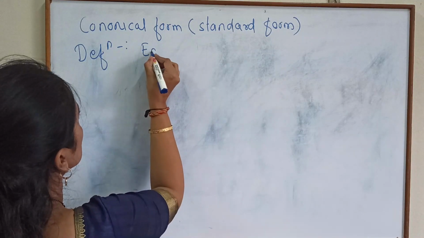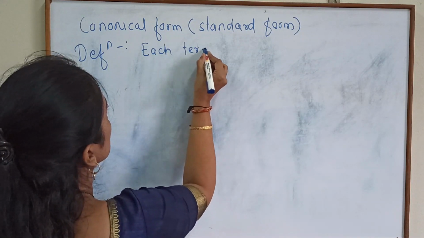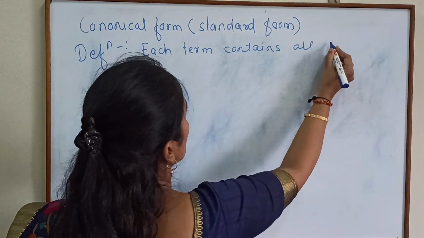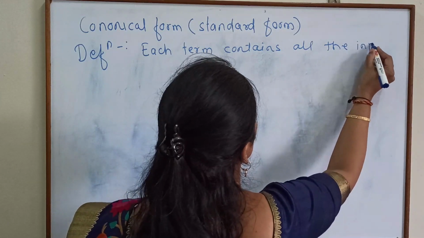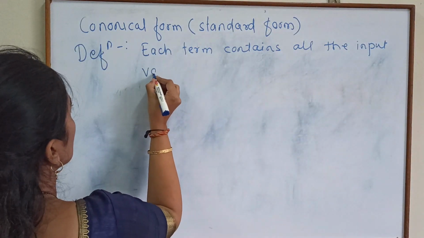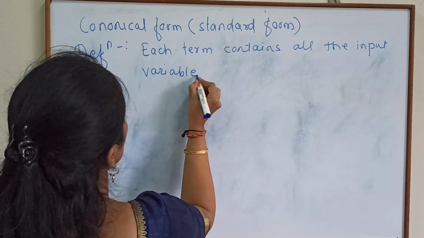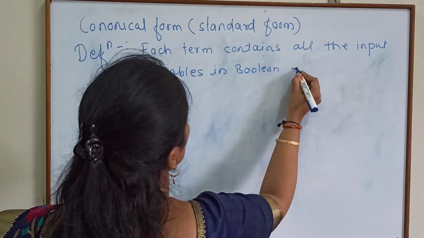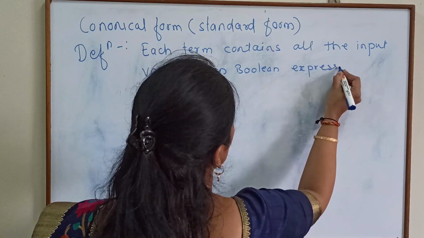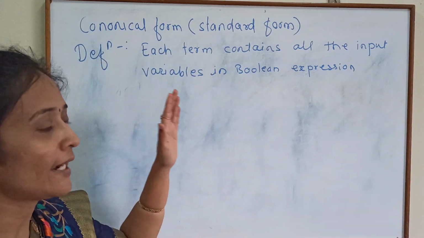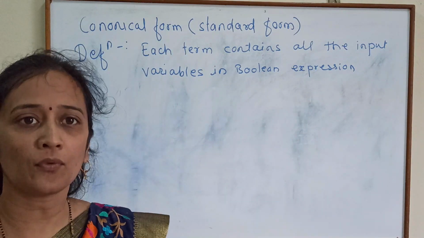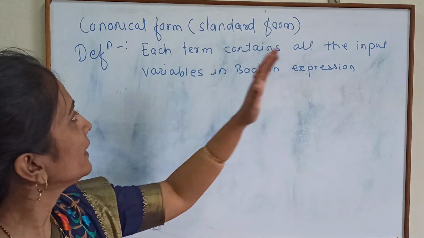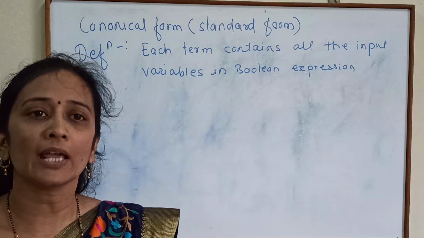each term contains all the input variables in Boolean expression, then that expression is called as that expression is in canonical form. What is the definition? Each term contains all the input variables in Boolean expression.